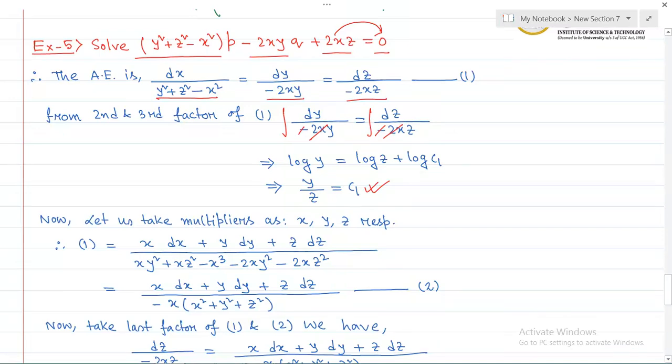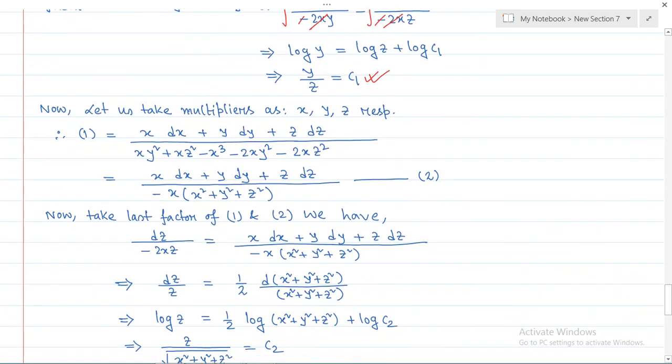Why am I multiplying with x, y, z? Because I know here every term is coming as a square, right? And no x is there. But here if I multiply the second term by y and the third term by z, so xy square, xz square are going to come in the second and third factor, and here xy square, xz square are going to come in the first factor. So something will get cancelled out, so we will get some simplified form. That's why we are taking the set of multipliers as x, y, z respectively.